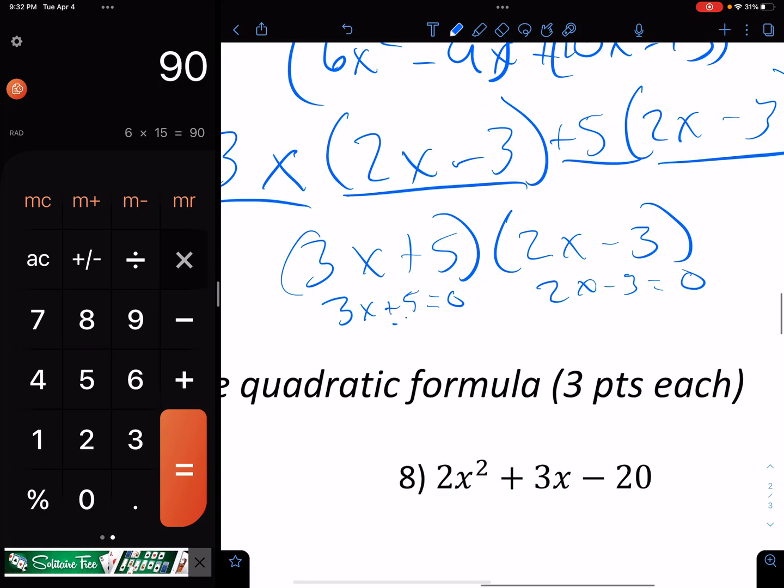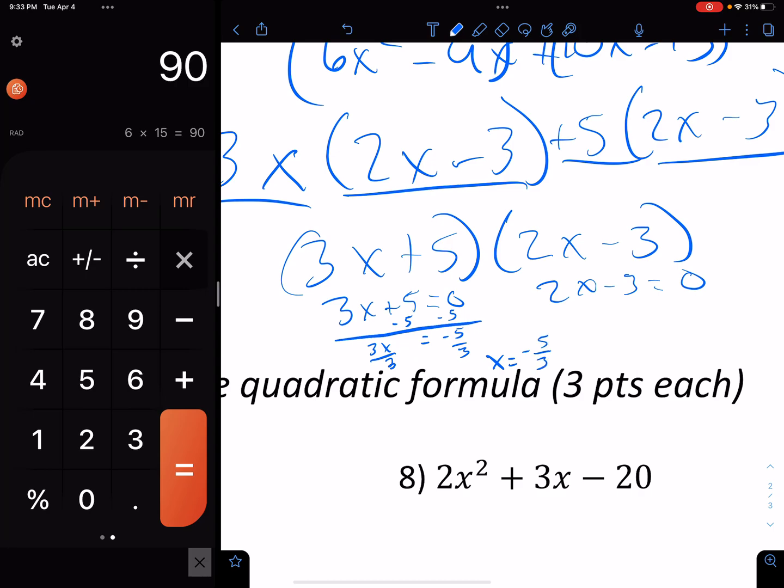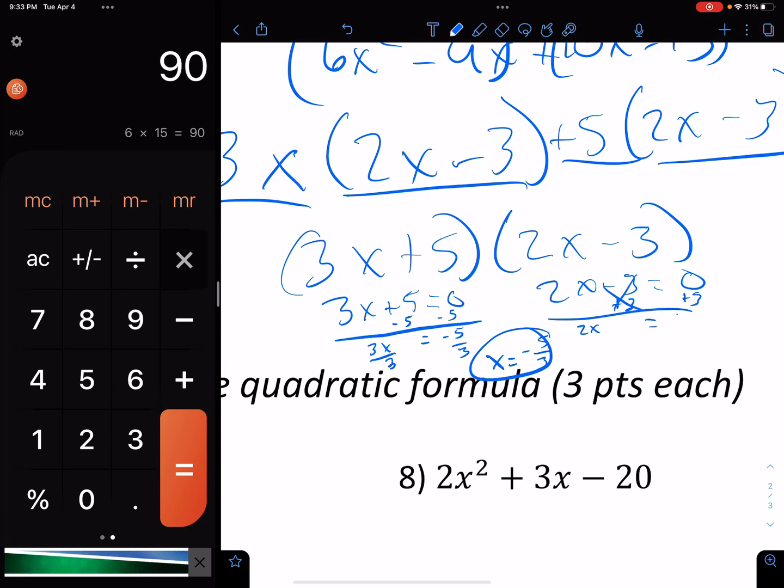So subtract 5 from both sides. So I have 3x equals negative 5. Then divide both sides by 3. So x equals negative 5 over 3. Okay, then on this one I add 3 to both sides. So 2x equals 3. Divide both sides by 2. So x equals 3 over 2.